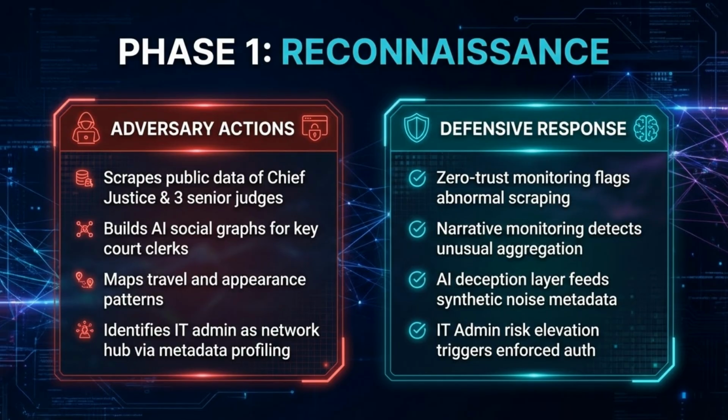Adversary actions included scraping public data, building AI social graphs, and mapping travel patterns. The defensive response involved zero-trust monitoring, narrative monitoring, and an AI deception layer that fed synthetic noise metadata.